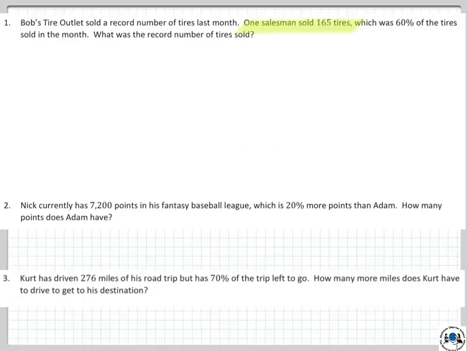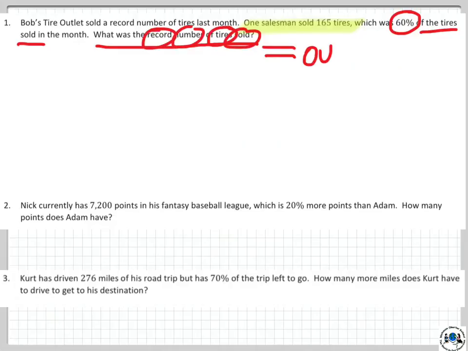Bob's Tire Outlet sold a record number of tires last month. One salesman sold 165 tires, which, and remember now we're saying one is the other, was 60% of the tires sold in the month. So what was the record number of tires sold? Again, we have 60% of the tires sold is the same as 165. If that is the case, what was the record number of tires sold?